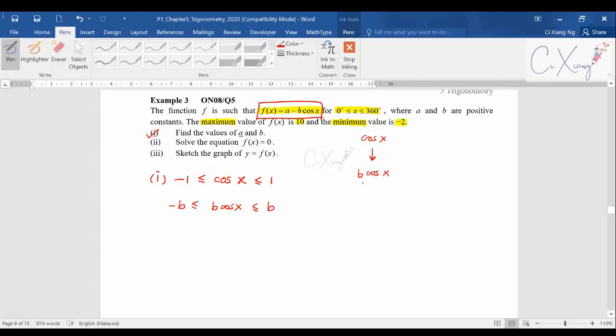Understand? All right. Then the next step is you need to multiply by the negative. When you multiply by the negative, this value also needs to be multiplied by negative, and this value also needs to be multiplied by negative. But do you still remember when we multiply by a negative number inside the inequality, you have to change the sign.